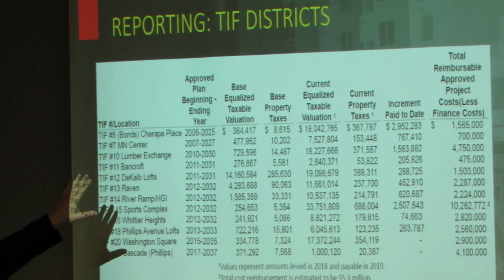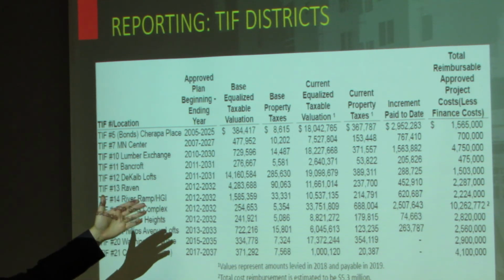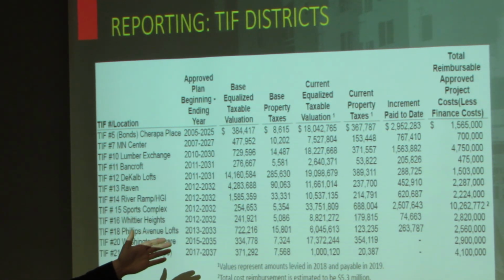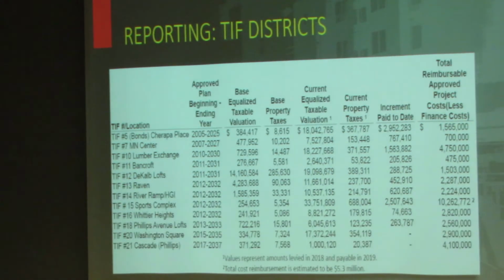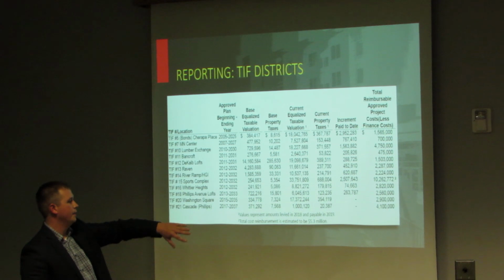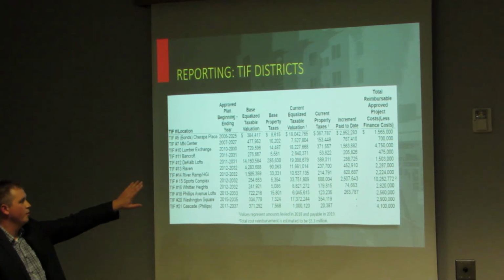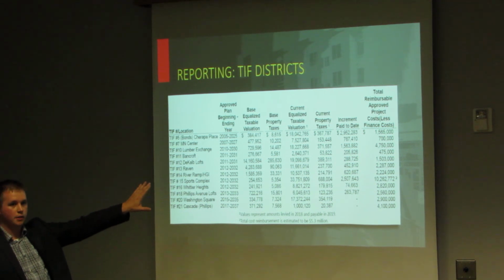You can see the years in which we believe the district to be, what the base value is, what the base taxes were, and what the current value and current taxes are. They can calculate the increment from there that we're receiving every year. They can see what we've paid to date for each of these. And then on the very right-hand side, we're presenting just the project cost, less financing.